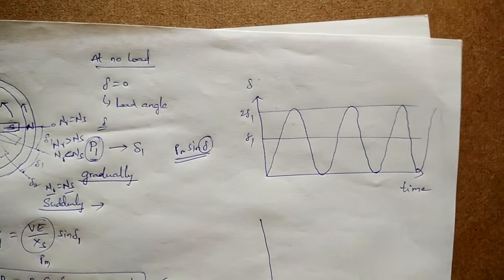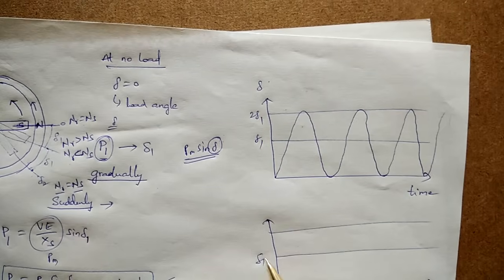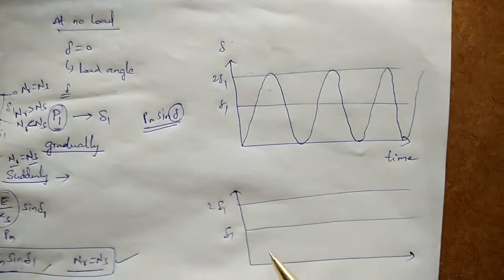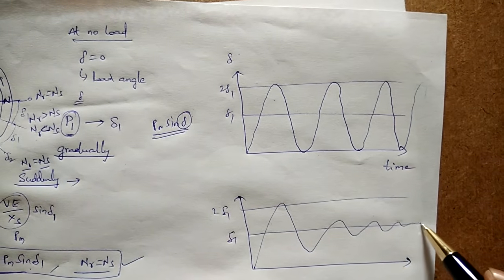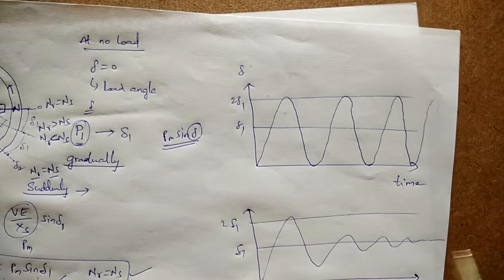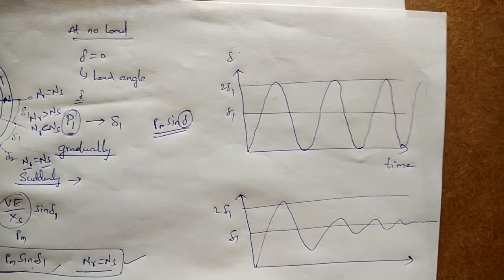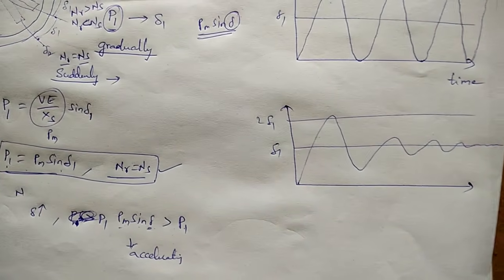If there is damping, what will happen? So this is delta 1, this is 2 delta 1. If there is damping, it will go like this. That means it will come to the equilibrium position finally. So I will compare this with some known analogy.